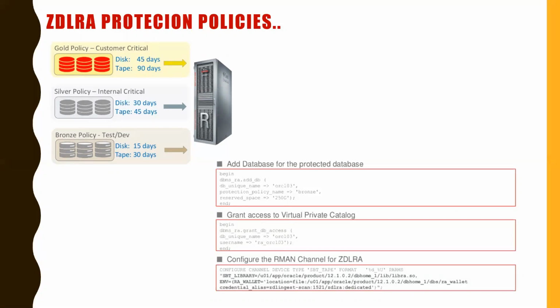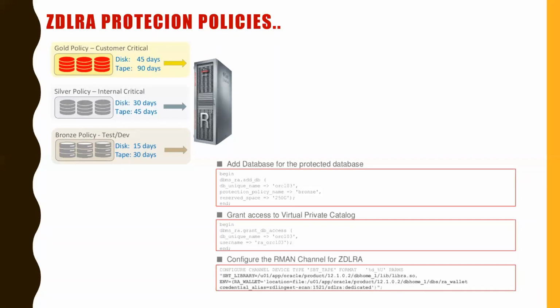Here, if you see, there is a reserved_space parameter, which defines how much space is needed, an estimate, so we can ensure the space is properly set. After that, we can set the protection policy. These are the standard policies, and we can even create our own policy, but these are the default policies that we have. So we can set the bronze policy.